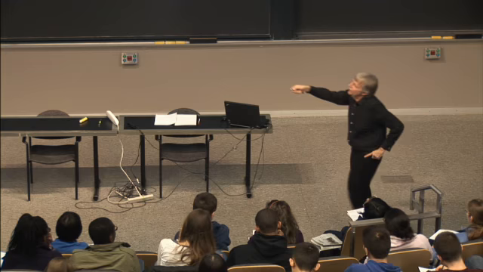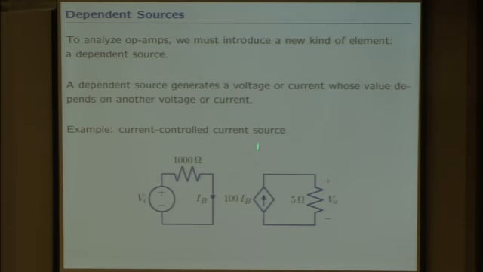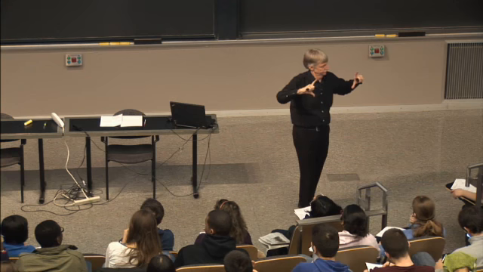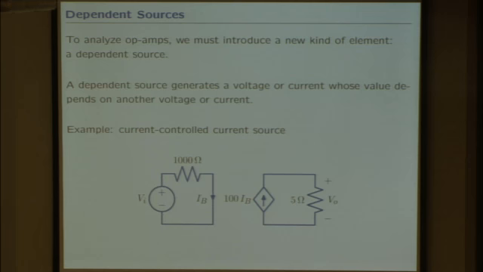As an example, think about a current-controlled current source. That's depicted here. I would normally write a current source as a circle. That means it's an independent current source, meaning the current is fixed. The little diamond is my way of representing the idea that the amount of current that comes out of this current source depends on something else.